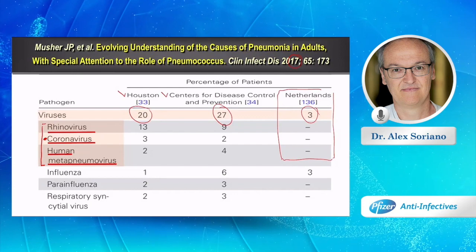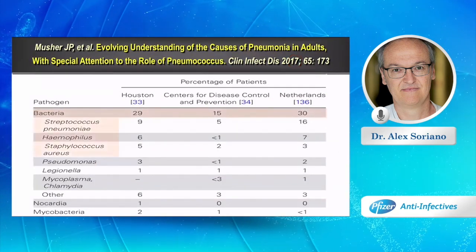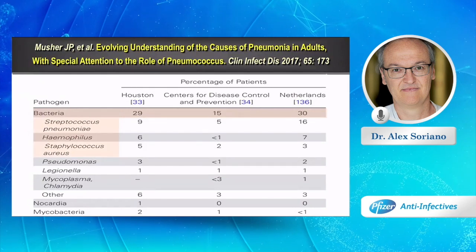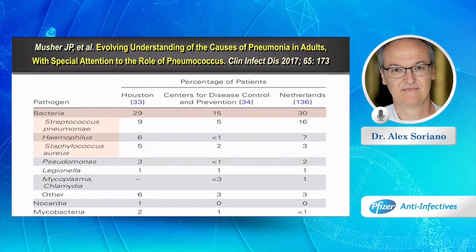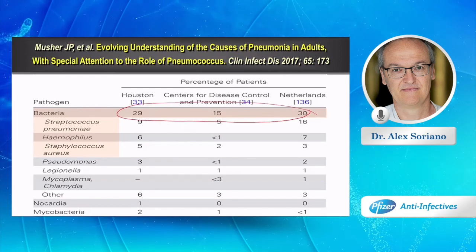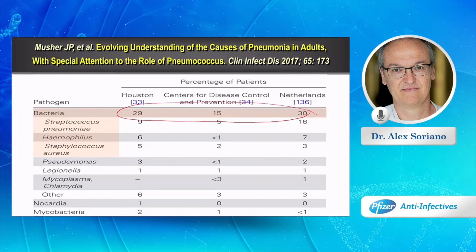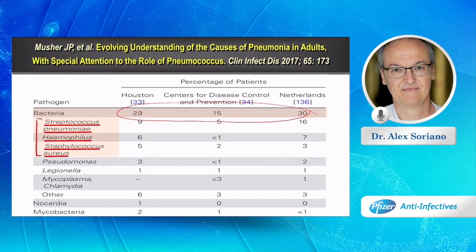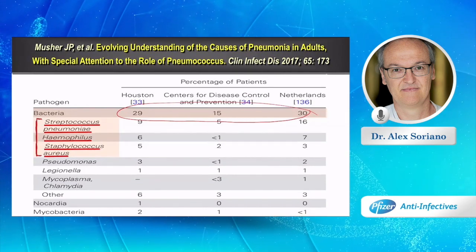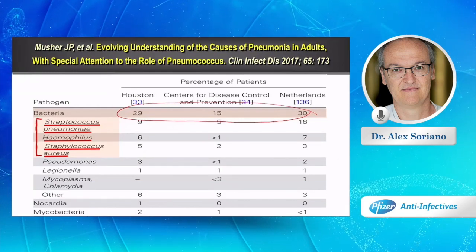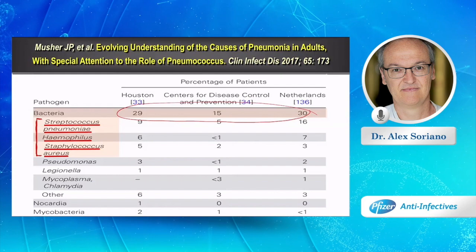And what happens here, I think, is that when they analyzed the bacteria, it was more or less the same for all the areas, between 15 and 30% of bacteria, including mainly Streptococcus pneumoniae, Haemophilus, and Staph aureus as the more prevalent pathogens. But what happens is that bacteria are analyzed according to standard cultures and standard samples.